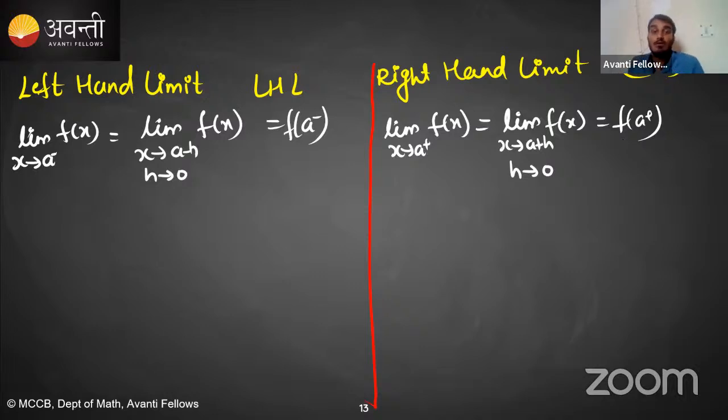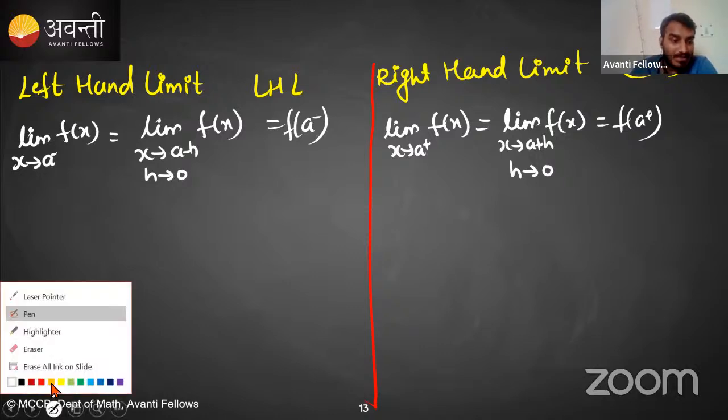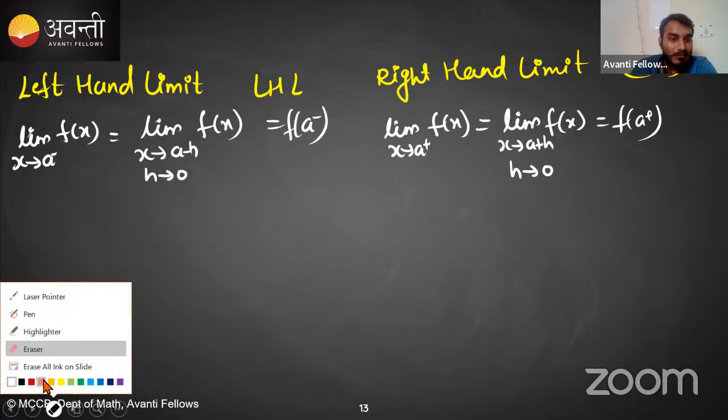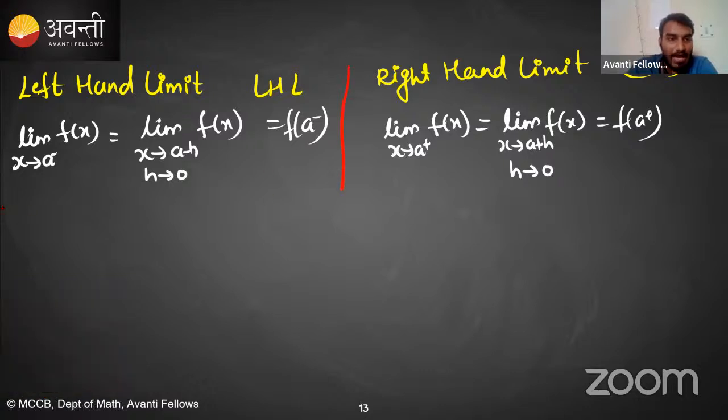So when left hand limit and right hand limit are equal and finite, then we will say that limit exists. Is this clear, everyone? Tell me quickly in the chat box. Is this clear or not? Do you have any doubt?